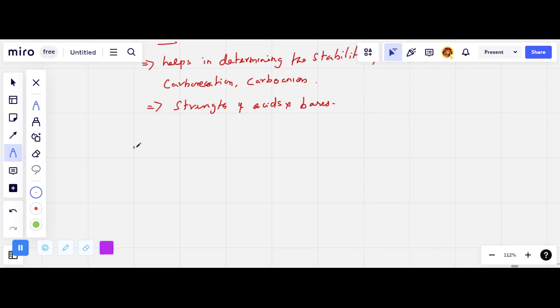Okay, thank you. Then next one, it's the resonance effect. So first, we'll see resonance. So resonance means when a single Lewis dot structure is unable to explain all the properties of a compound, two or more structures called resonating structures are drawn to explain the properties of the compound. Resonance பத்தி already chemical bondingலே நம்ம கொஞ்சம் படிச்சிருக்கோம்.